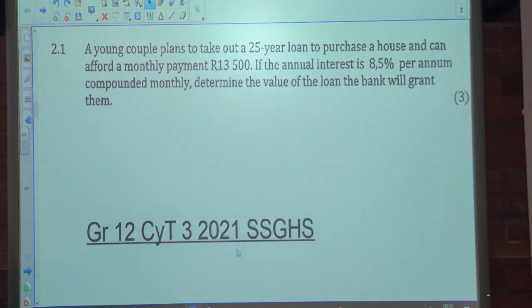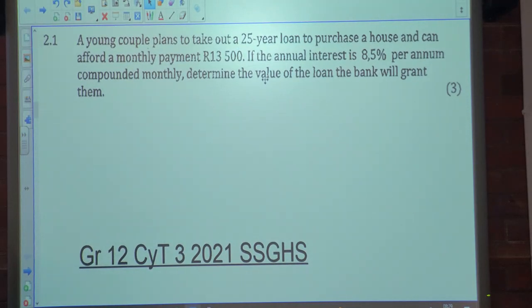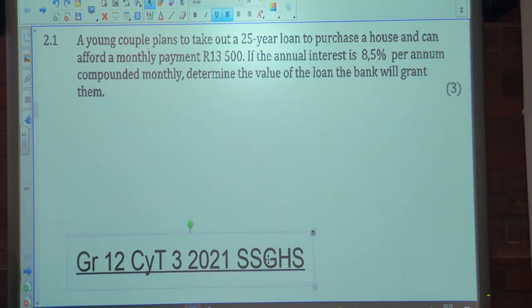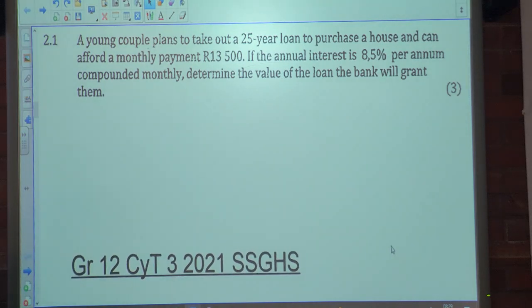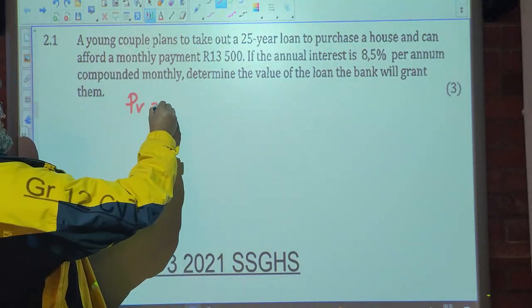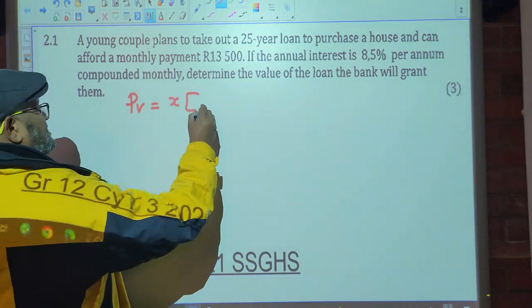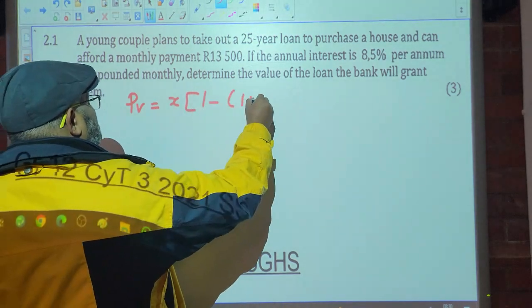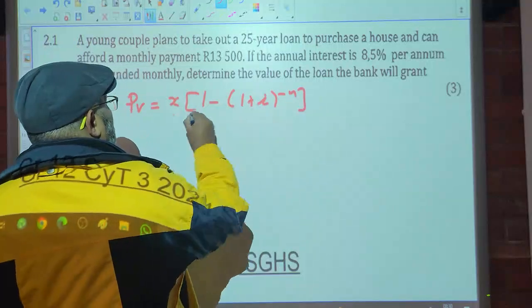People, question 2. A young couple plans to take out a 25-year loan to purchase a house and can afford a monthly payment of 13,500. The annual interest is 8.5% per annum compounded monthly. Determine the value of the loan the bank will grant them. So the loan will follow a formula. PV is equal to X into 1 minus 1 plus I to the minus n, all over I.